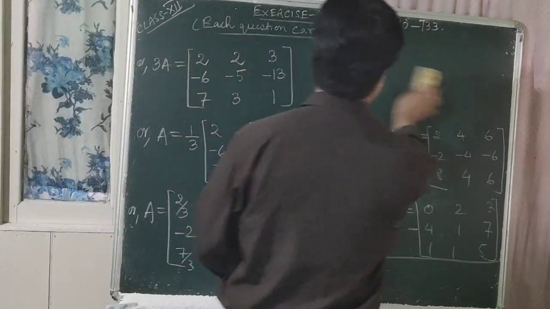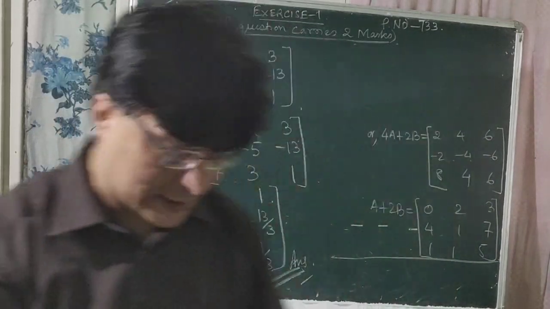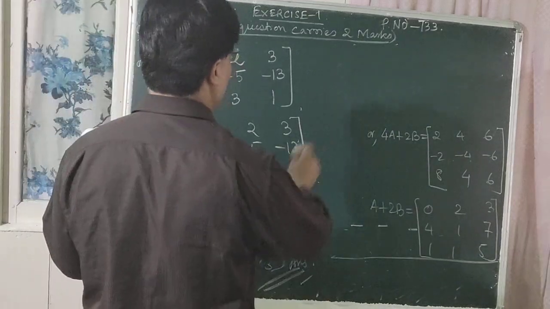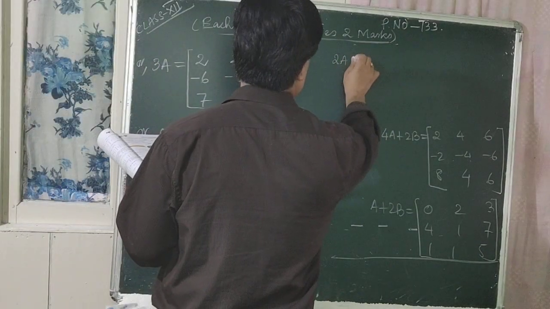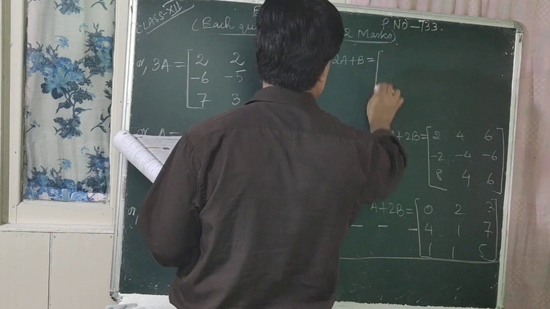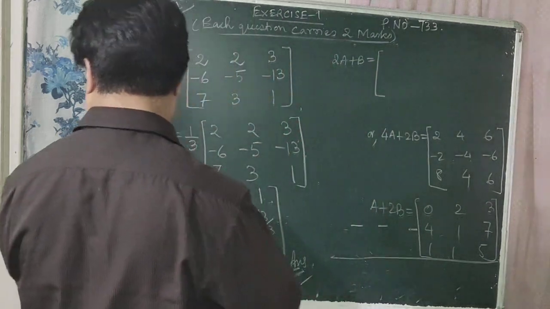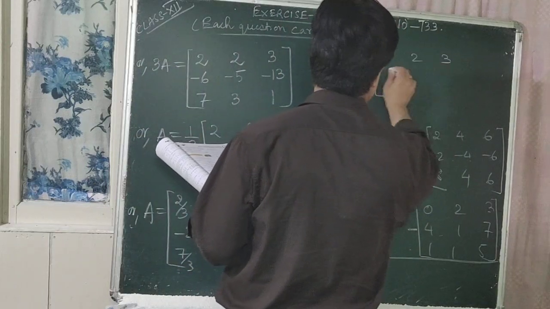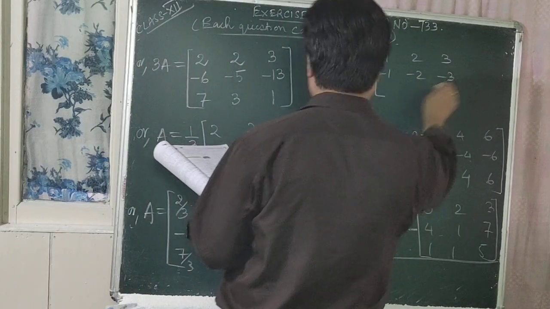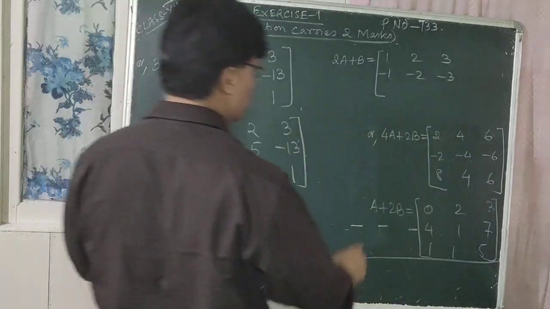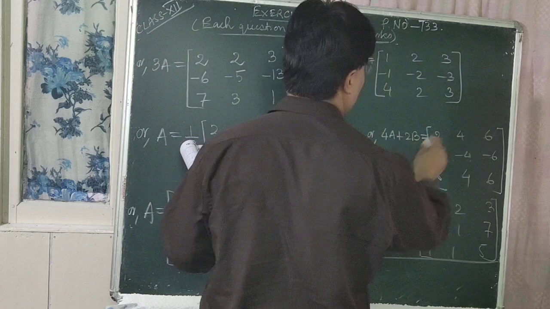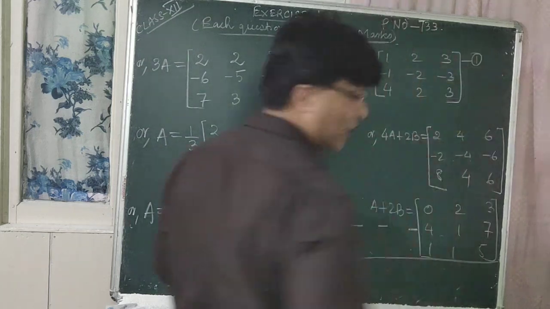Again, let us take the two given matrix equations again. Let us write them down again. That is 2a plus b is equal to, what is it? It is 1, 2, 3, minus 1, minus 2, minus 3, and then 4, 2, 3. Right? So this was equation number 1.